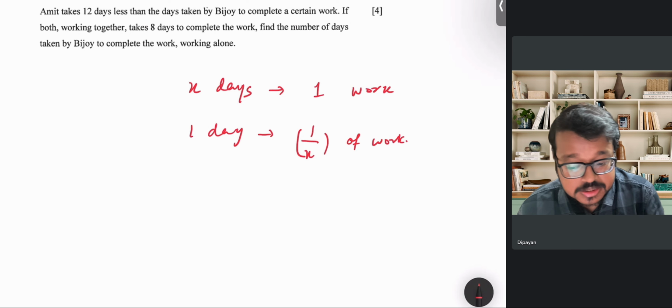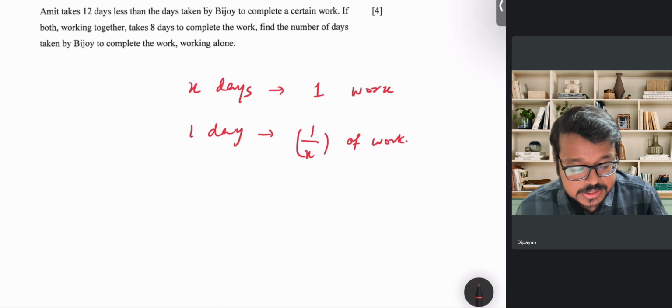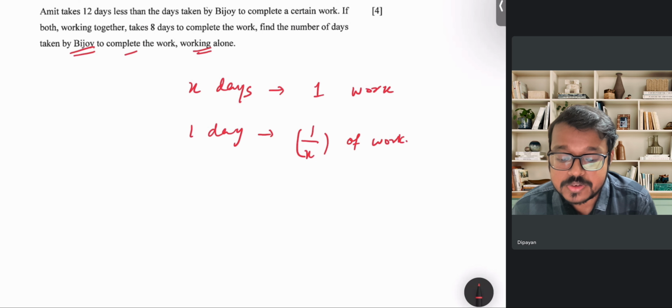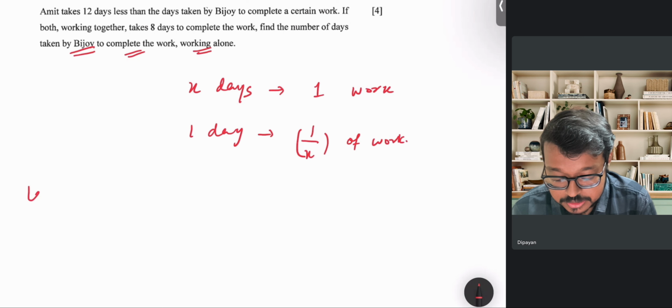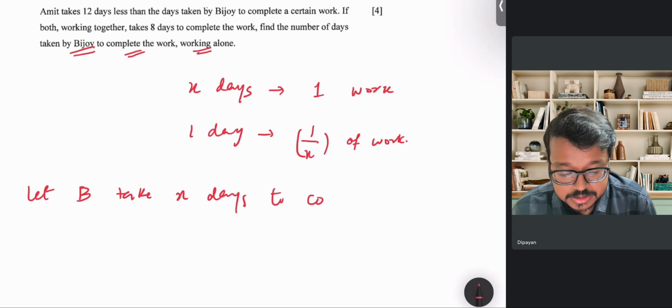So here Amit takes 12 days less than the days taken by Bijoy to complete a certain work. If both working together take 8 days to complete the work, find the number of days taken by Bijoy to complete the work working alone. So we will start by saying that let Bijoy working alone take X number of days to complete the work. So let Bijoy, or B, take X days to complete the piece of work.